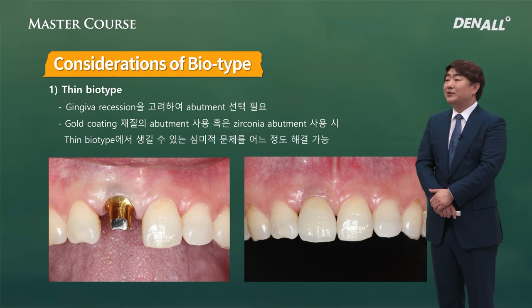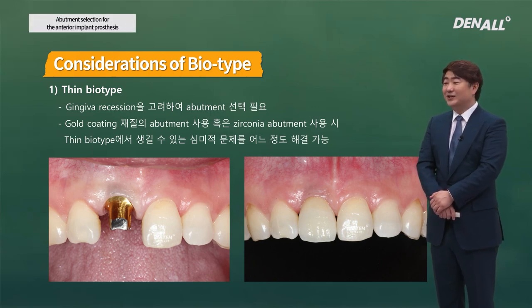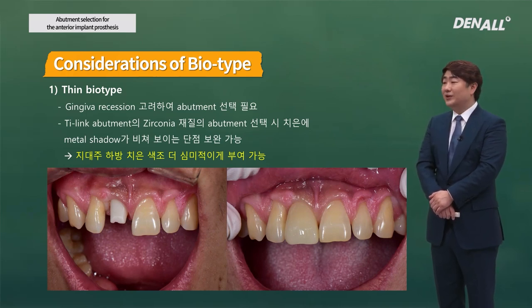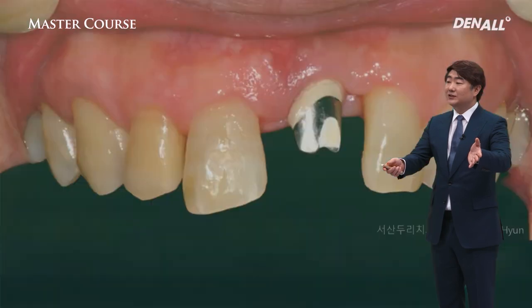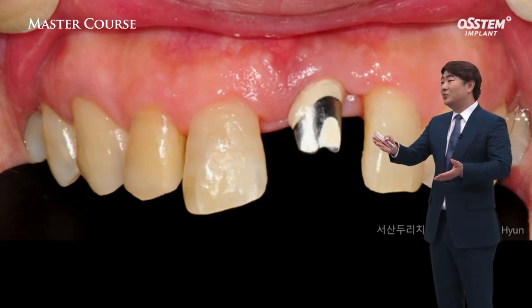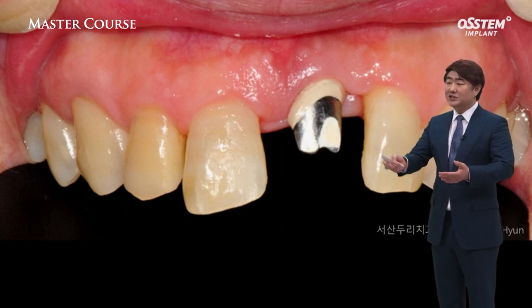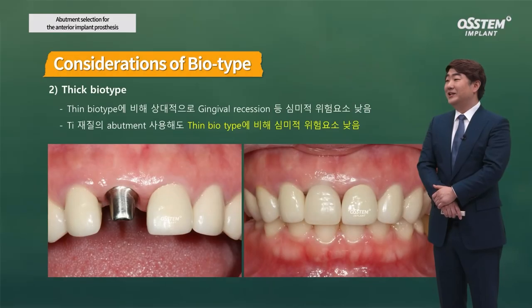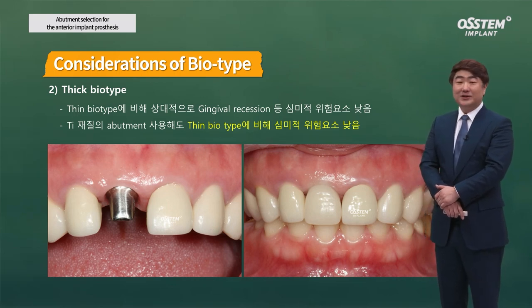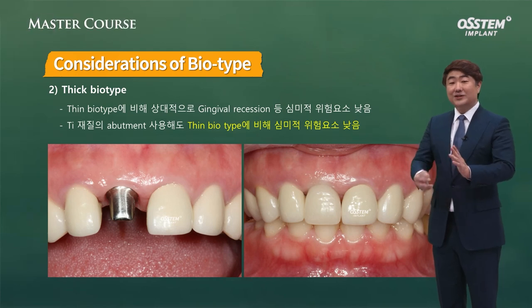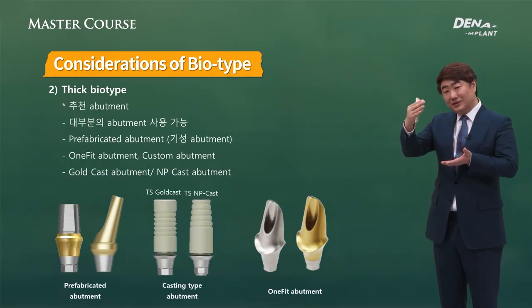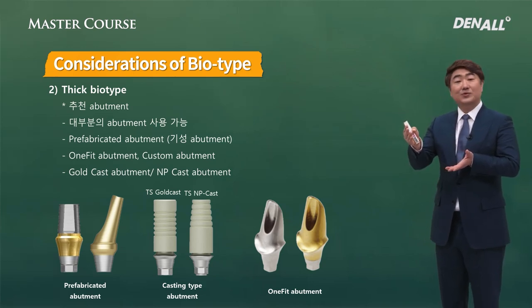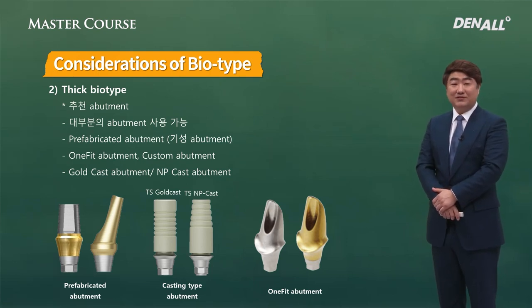Then biotype. If it's a thin biotype, you have to use a more aesthetic abutment, so gold color or zirconia abutment should be used, and link abutment could also be used. A casting type abutment can also be used, with a metal structure on top of the abutment and opaque porcelain material, but it's not easy to polish if it's opaque, and if you don't polish, the gingiva's health could be damaged. If it's a thick biotype, the abutment shadow doesn't really create an aesthetic problem, so any abutment type can be used. But if the gingiva margin changes and results in recession, there could be exposure. So even in a thick biotype, if possible, an aesthetic abutment, in other words a zirconia abutment, will be better for many reasons.